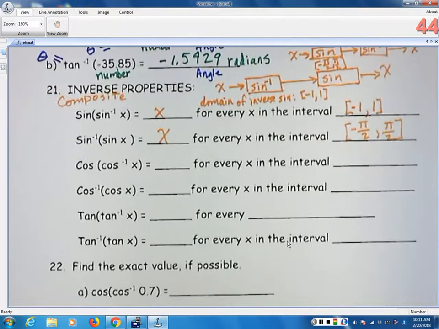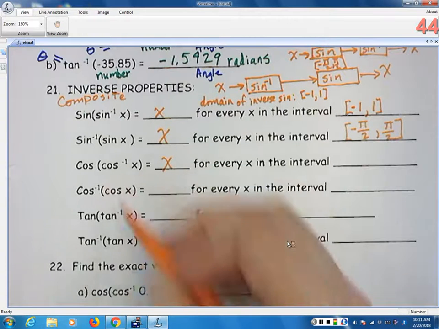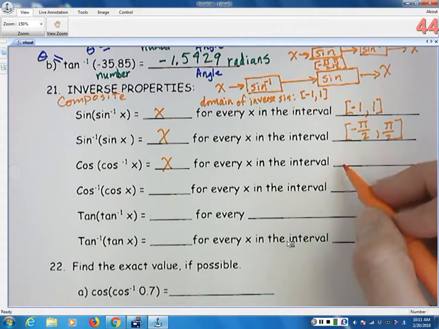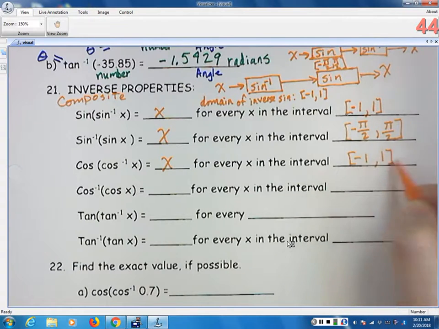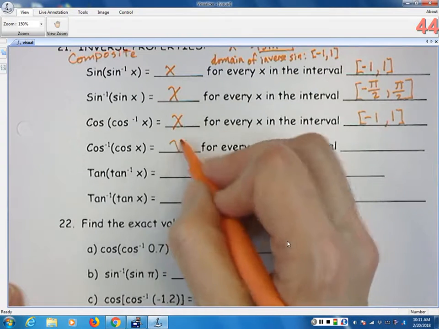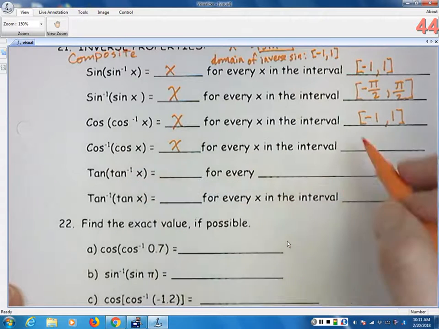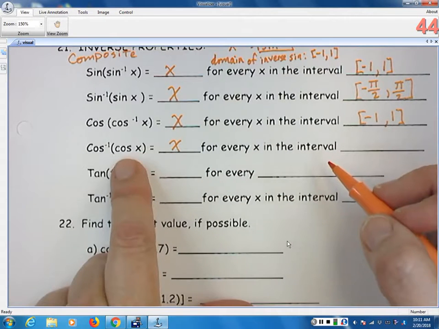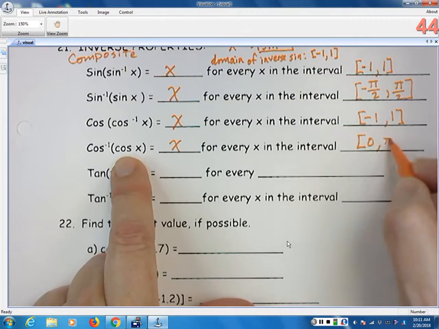And the same thing goes with cosine. You will get x out. These are inverses, for every x in the interval -1 to 1. Now, you get x this way, but it's restricted to the domain of cosine, which is 0 to pi.